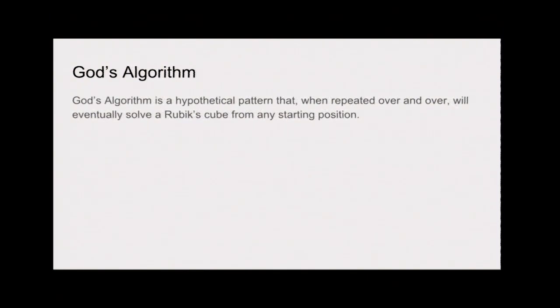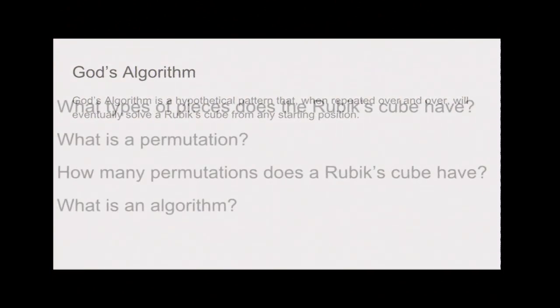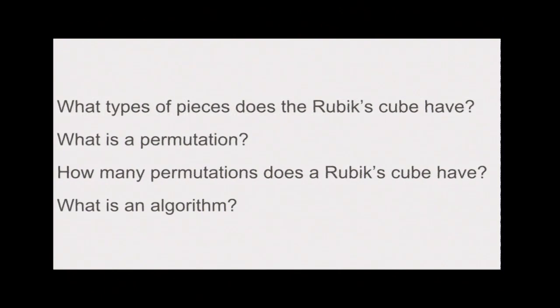So back to God's algorithm. This is what we're going to be talking about. But before we can ask if this algorithm exists or if we can find it, we need to talk about a few things first. First, which types of pieces does a Rubik's Cube have? What is a permutation? How many permutations does a Rubik's Cube have? And what is an algorithm?